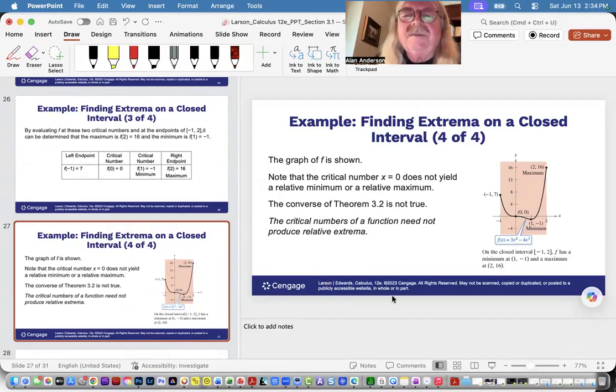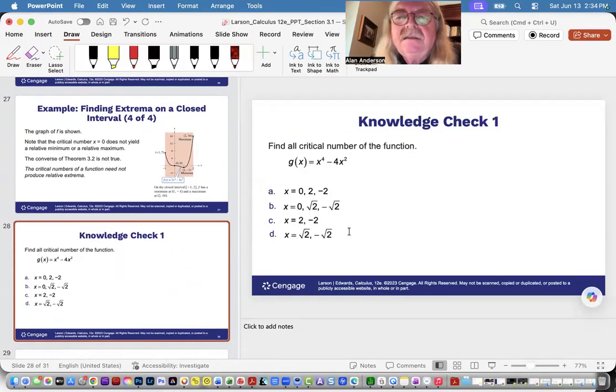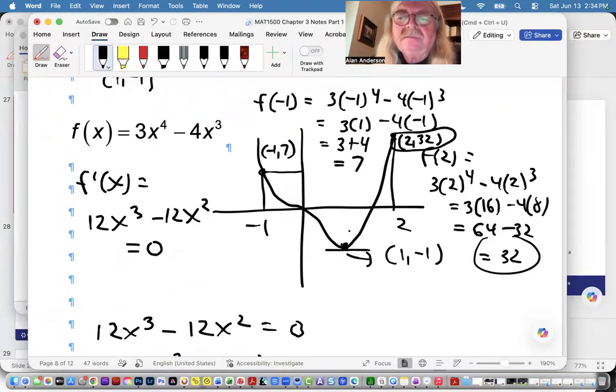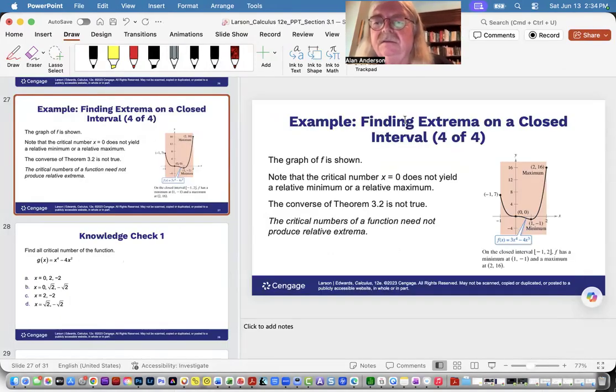Oh, and I just mentioned this. The critical numbers do not necessarily result in extrema, and so they're also pointing that out here. Now, you can tell just by looking at the graph: no matter what value we pick in this interval, there's no point in this interval that is larger. In other words, the function does not ever go past 32.